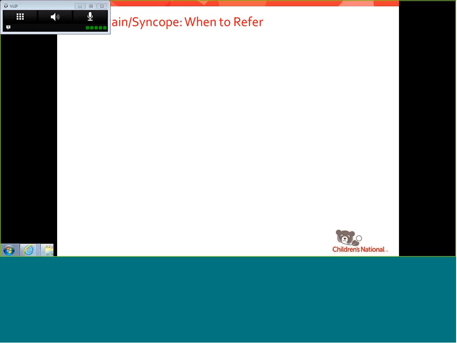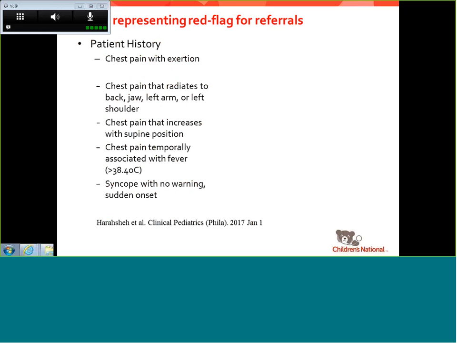So when should you refer such patients to us? In the patient complaint, you want to know the relationship of the chest pain to exercise. Were they actively running, or did they finish the sports and 45 minutes later they started to feel dizzy or fainting?